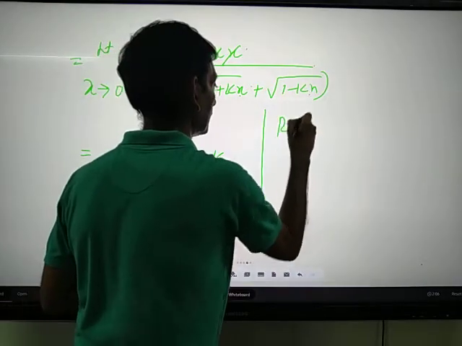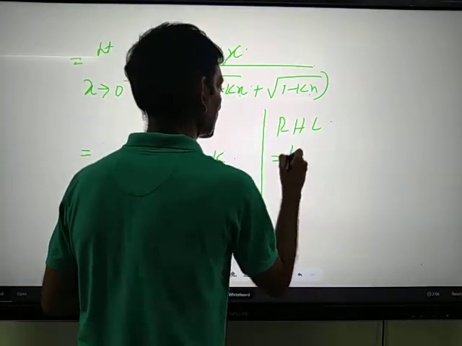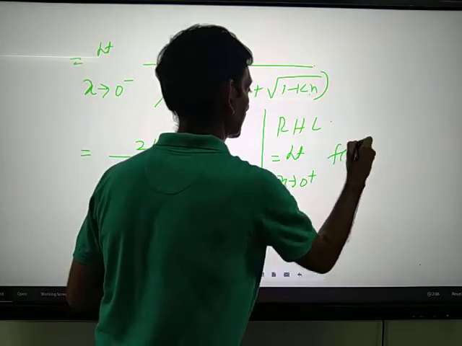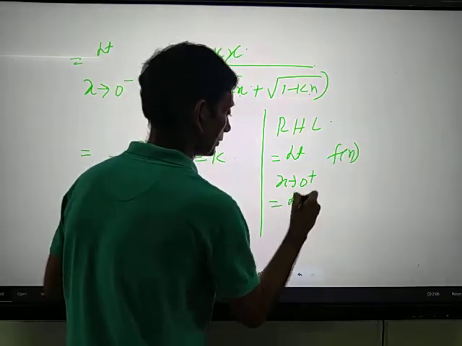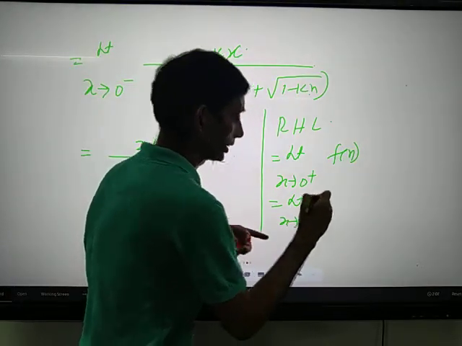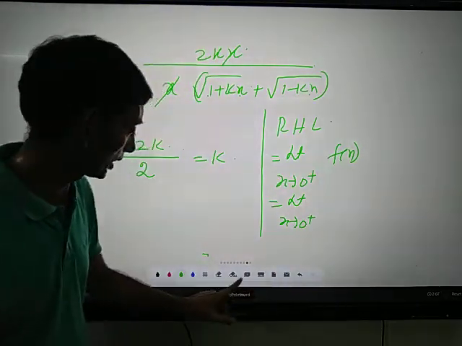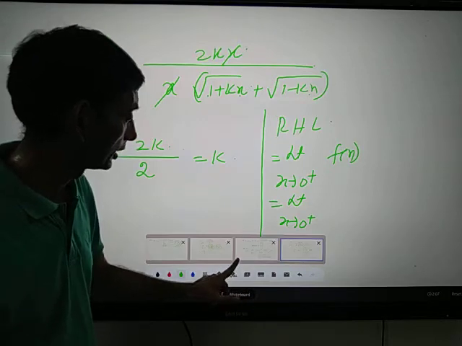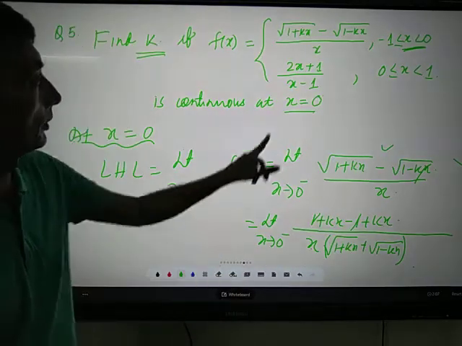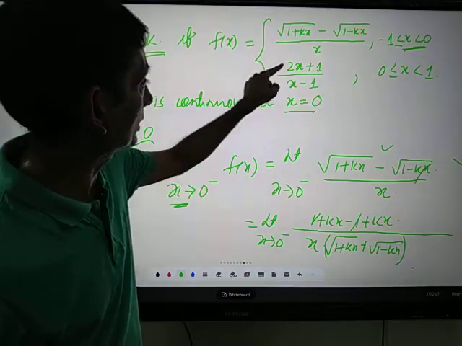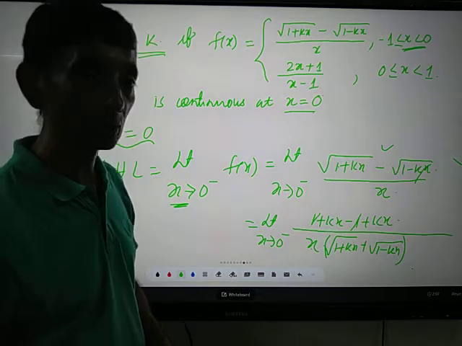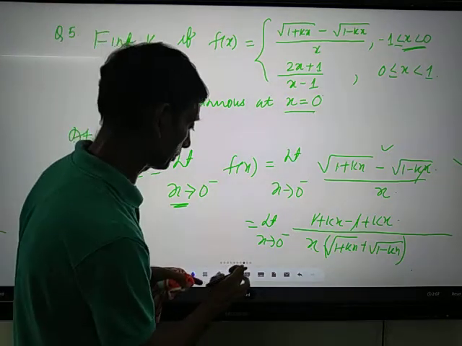Right hand limit. So limit x approaches 0 plus f of x. What is the value of f of x? Let us check the value. That means the function is equal to 2x plus 1 over x minus 1.